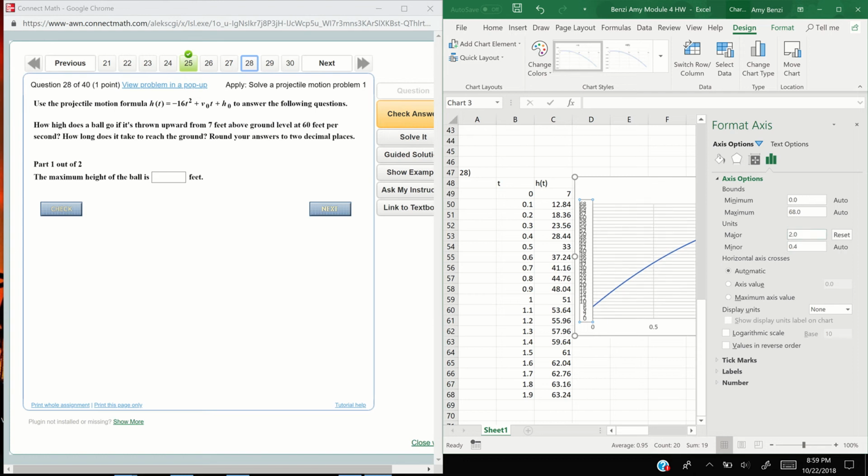Let me just mess with this for just a second. That did not give me what I wanted. How about that? By fives. That doesn't look too crowded, does it? See, you just kind of mess with it a little bit.